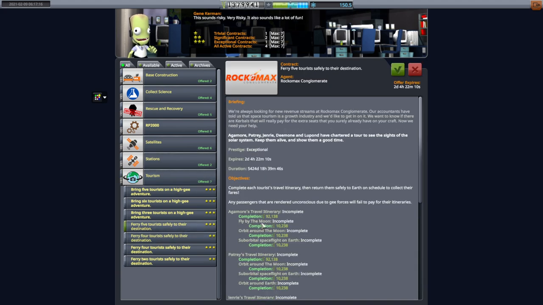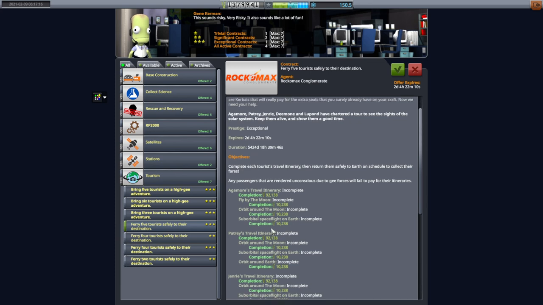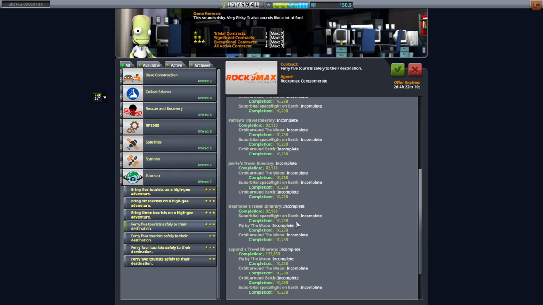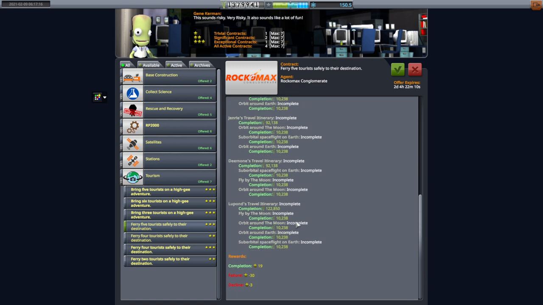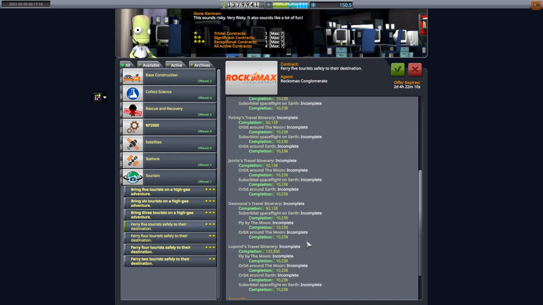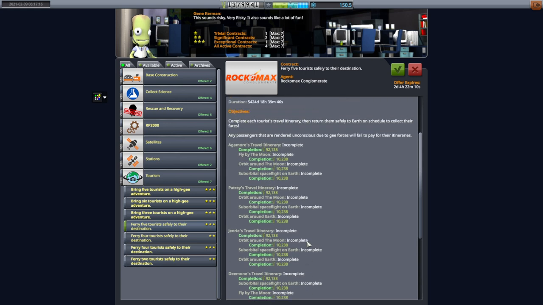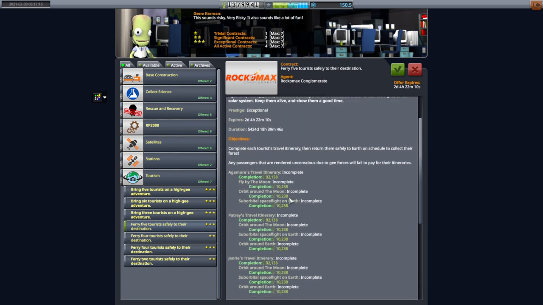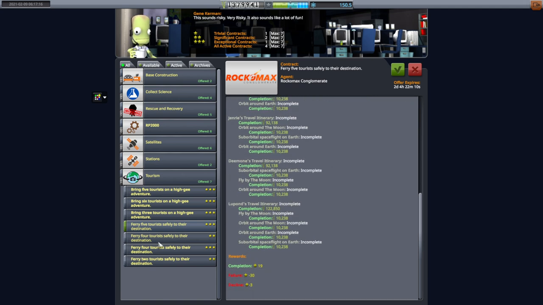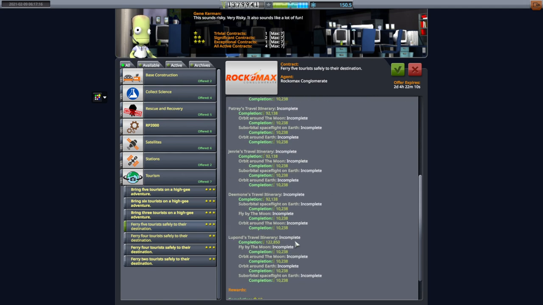There is a fly by the moon, around the moon, and suborbital space flight on Earth contract with some tourists. There's a lot of tourists. One, two, three, four, five of them. They're all basically asking for compatible things, so that's a thought. That's probably adding up to a decent amount of money there finally. But five of them, we'd have to take two trips.